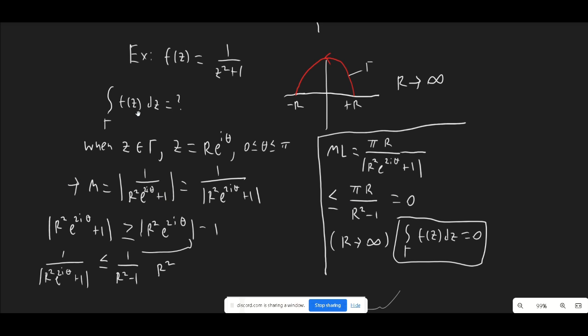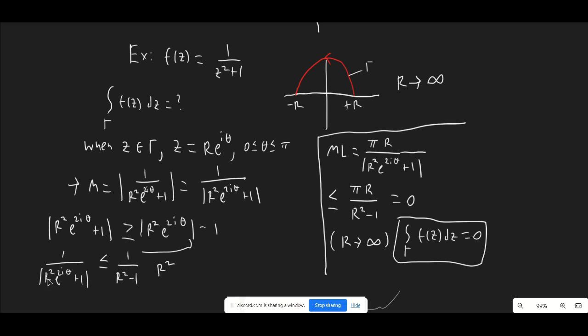So take the modulus on the top and bottom, and then using the triangle inequality from before, we know that the modulus of r squared e to the 2iθ plus 1 is greater than or equal to the modulus of r squared e to the 2iθ minus 1, and the modulus of r squared e to the 2iθ is just r squared, right? Because e to the 2iθ is just some angle that we're multiplying by. And so since this is greater than this, we take the reciprocals and the less than or equal to sign flips, so we get 1 over the modulus of r squared e to the 2iθ plus 1 is less than or equal to 1 over r squared minus 1, right?